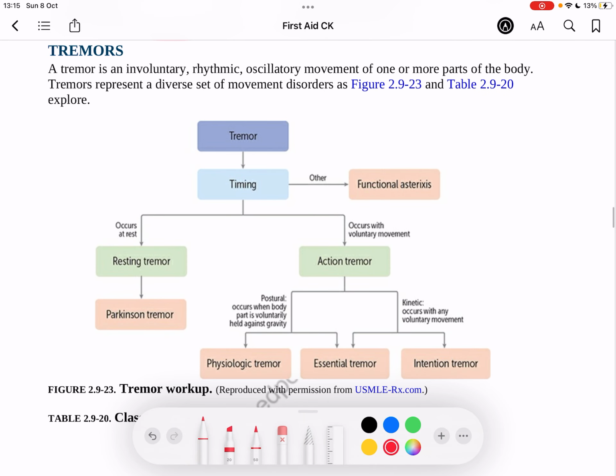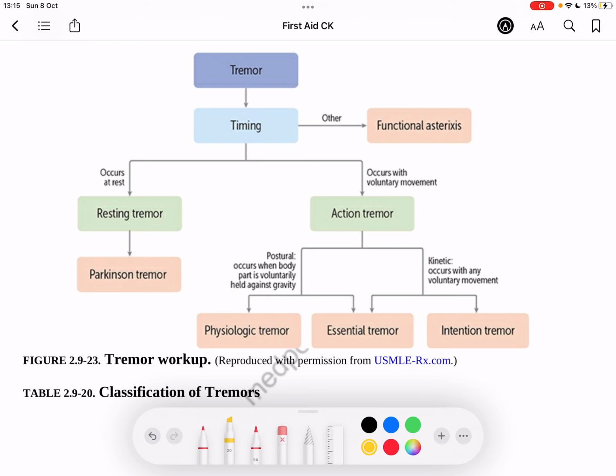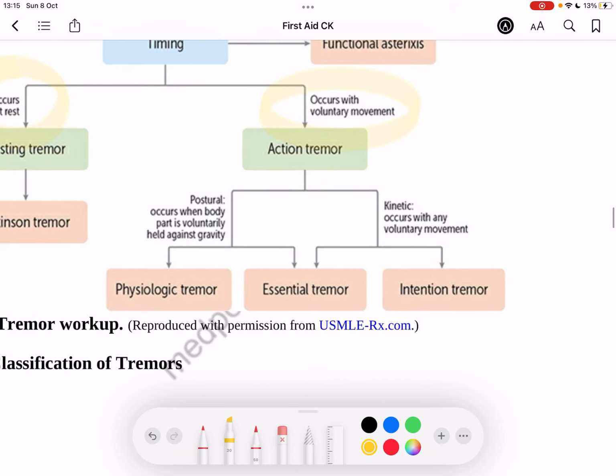Good, now we're going to move on to tremors. So a tremor is an involuntary rhythmic oscillatory movement of one or more body parts, and tremors can represent a diverse set of movement disorders. I'm going to quickly go through the algorithm, but we will be going through each tremor and how to distinguish between them. So when a patient has a tremor, the first thing I need to be asking is timing. Does the tremor occur at rest, or does it occur with movement? If it occurs at rest, this is called a resting tremor, and this is basically pathognomonic for a Parkinson tremor. If the timing means that the tremor is worse with some kind of action and is relieved by rest, this is called an action tremor.